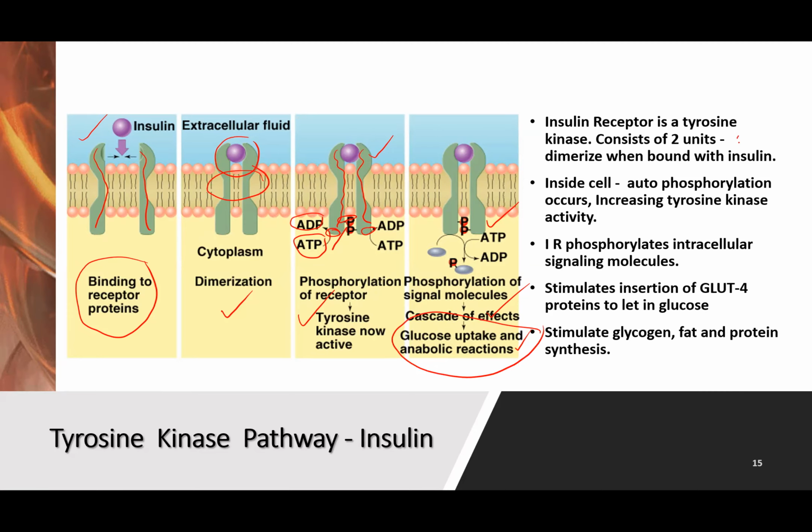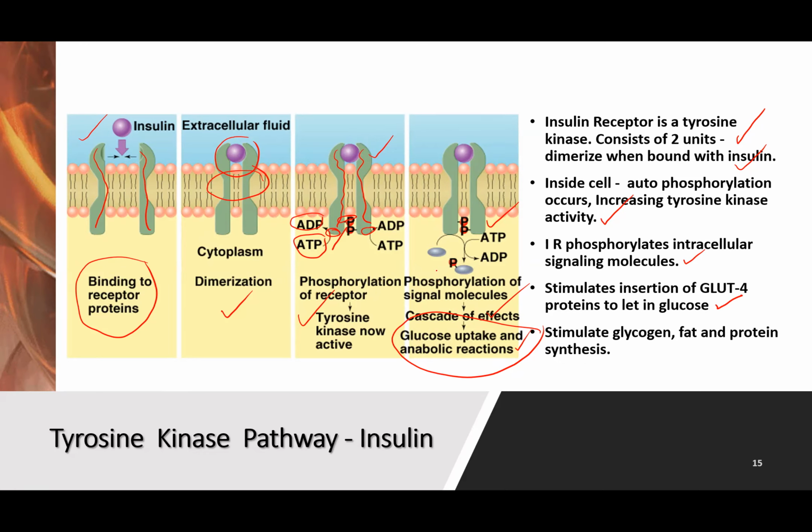The insulin receptor is a tyrosine kinase, consists of two subunits, and they dimerize when bound with insulin. Inside the cell, autophosphorylation occurs, increasing tyrosine kinase activity. The receptor phosphorylates intracellular signaling molecules and then stimulates insertion of GLUT4 protein to let glucose in. GLUT4s are inside the cell, and the GLUT4 doors are opened on the cell surface. So GLUT4 is now a channel to enter. They allow the glucose to enter into the cell for metabolism.